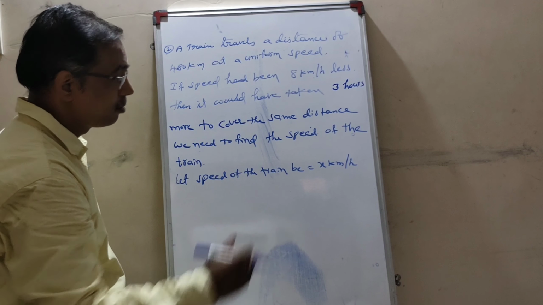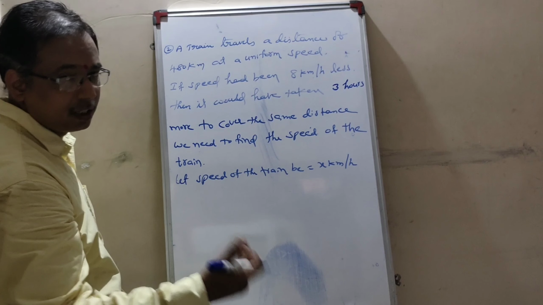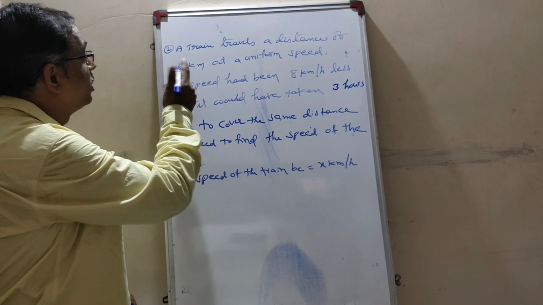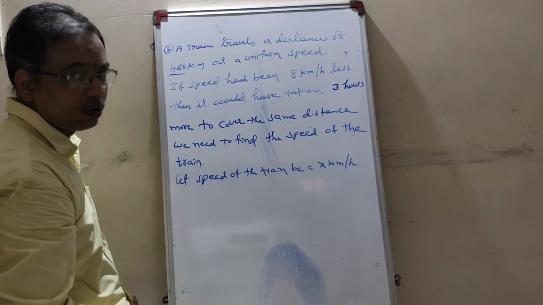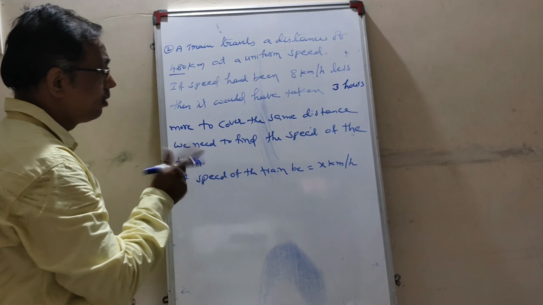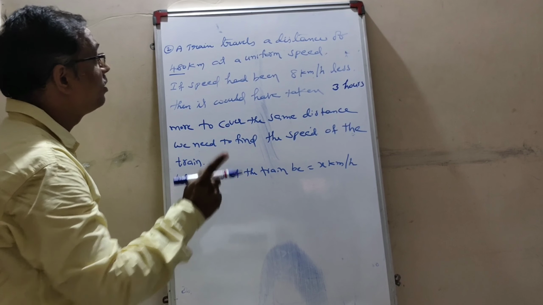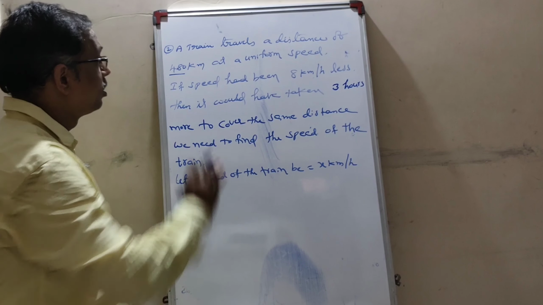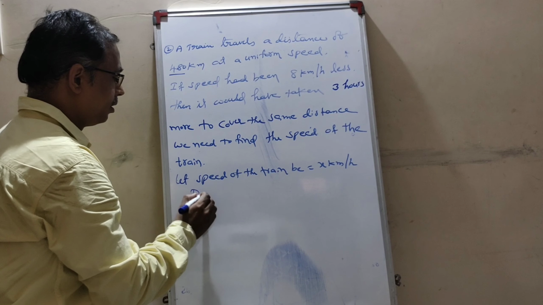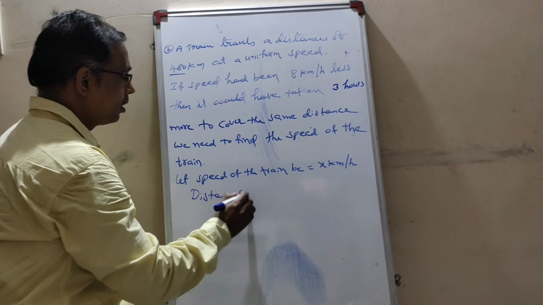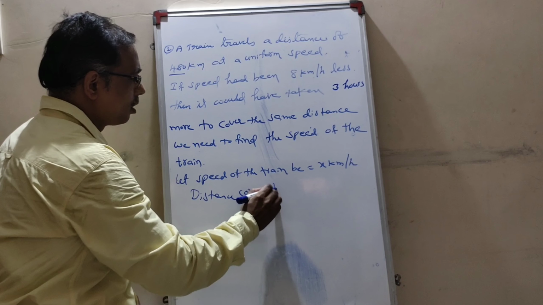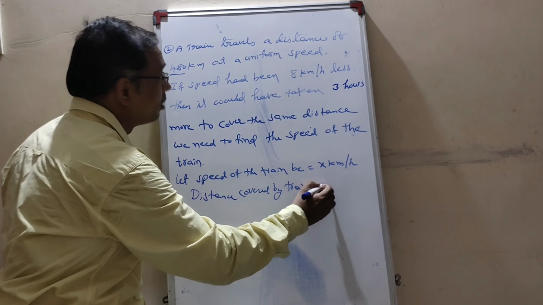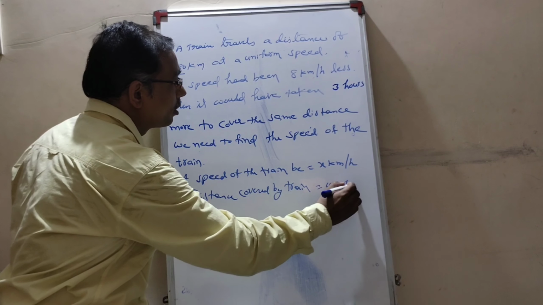What is the formula for speed? Speed is equal to distance covered by time taken. So now here it is also given the distance covered by the train is 480 kilometers. So here we have two situations, two cases. One is the speed of the train at the first time, x kilometer per hour, and the distance covered by the train with this speed is 480 kilometers.